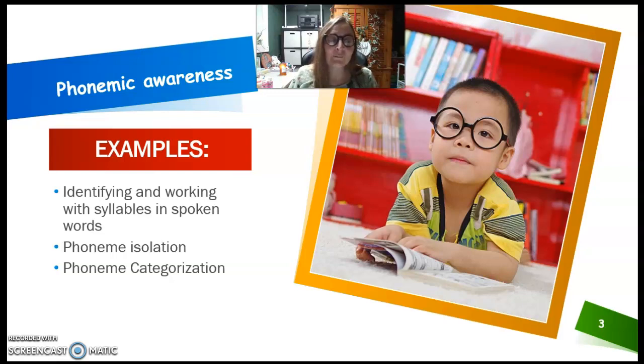And then phoneme categorization. That's recognizing the words that have different sounds in a group of 3 or 4 words. An example of this for a child is asking them which word does not belong by sound: boy, bat, or tot. And tot would be the answer because it doesn't belong with the b sound. Boy and bat start with the same sound.